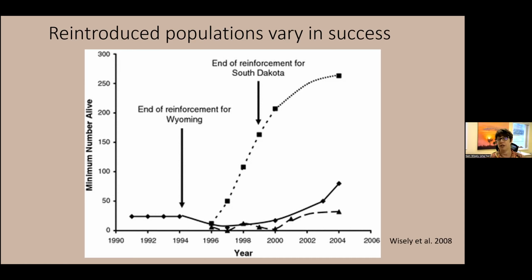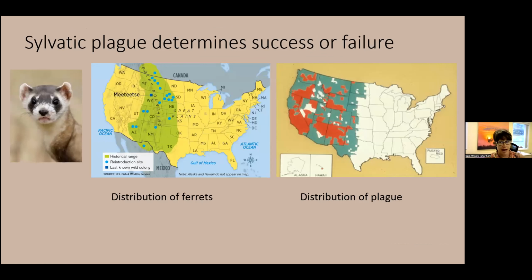Of the 17 reintroduced populations, only 2 are considered self-sustaining. And the reason for that, most people think, is because of sylvatic plague. So sylvatic plague is caused by the bacteria Yersinia pestis. And Yersinia pestis is not a bacteria that is native to North America. The sylvatic plague is native to Asia and Europe. It was brought in the early 1850s, and introduced into California, and it slowly crept eastward in rodent populations.